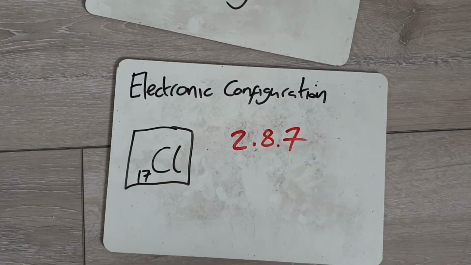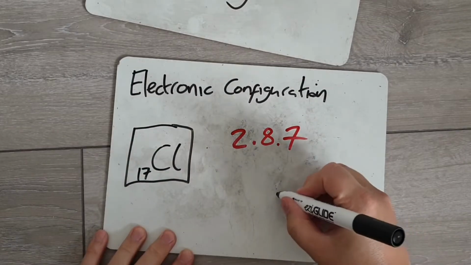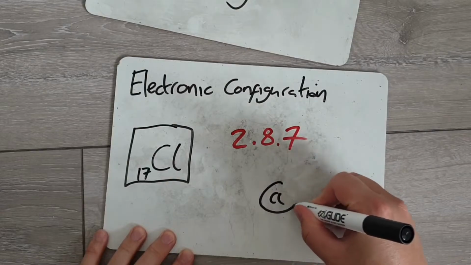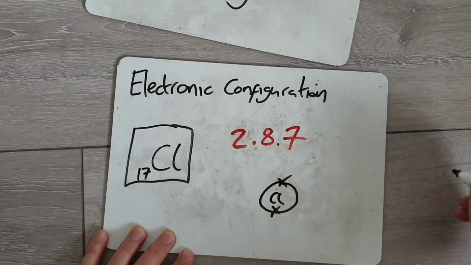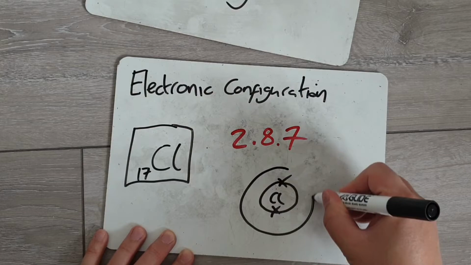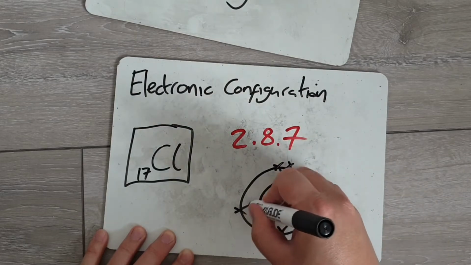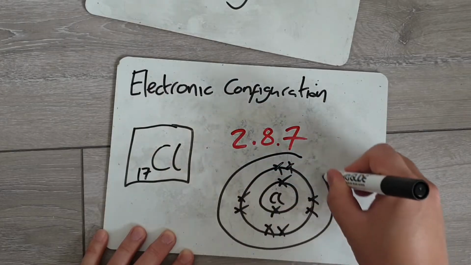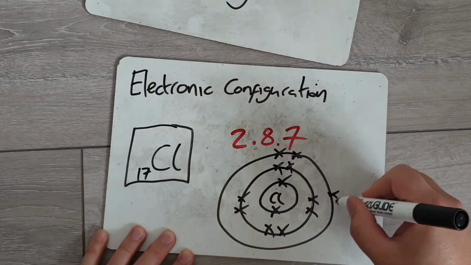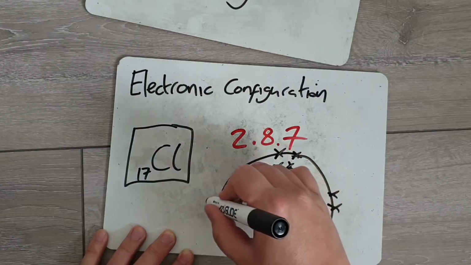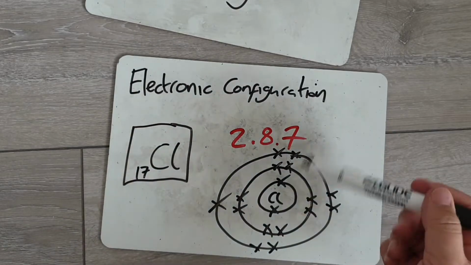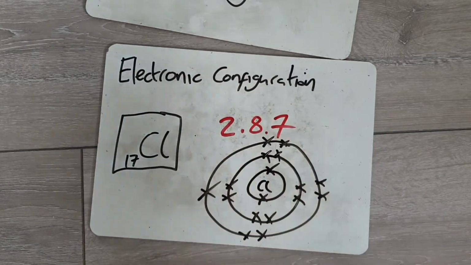The slightly longer-winded way, but one that will help us to understand bonding a bit more, would be to draw it. So we put Cl in the middle. On the first shell, we can fit 2 electrons. On the second shell, we can fit 8. And on the third shell, we can fit 7. Okay, so those are two ways of doing electronic configuration. And that leads us on to the periodic table.